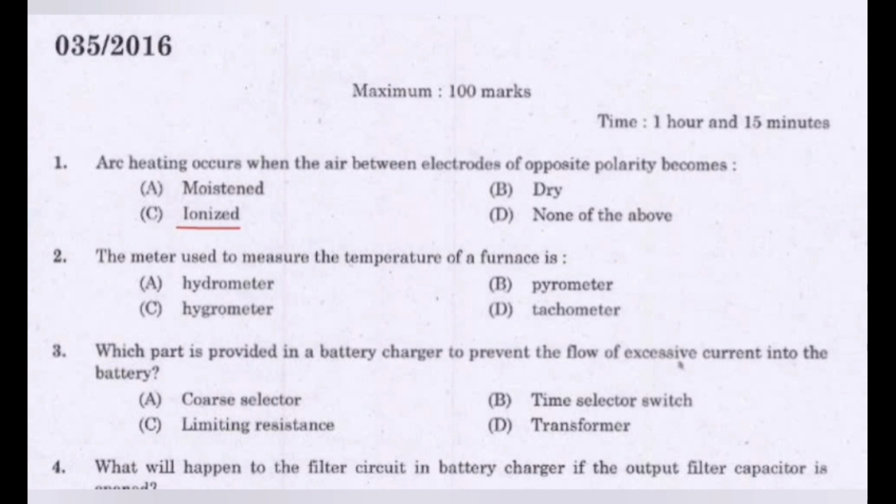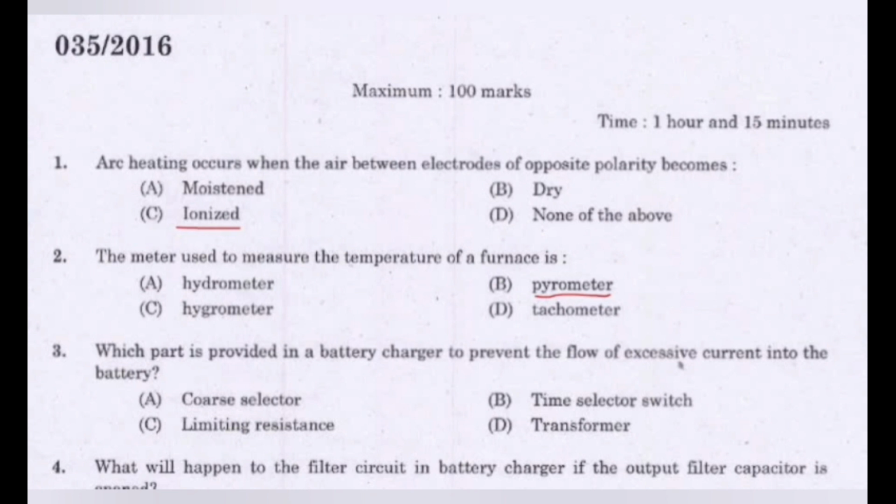Question number 2. The meter used to measure the temperature of a furnace is: Option A, hydrometer. Option B, pyrometer. Option C, hygrometer. Option D, tachometer. Answer is option B, pyrometer.